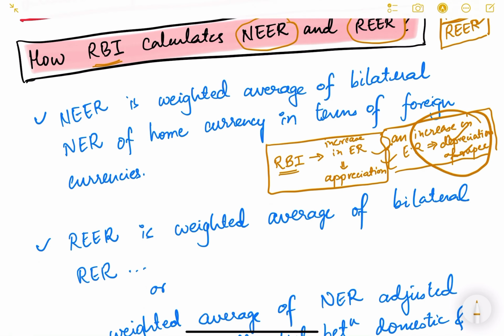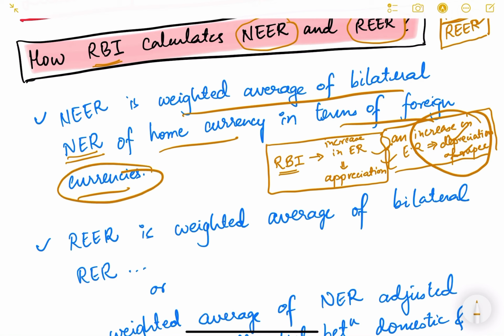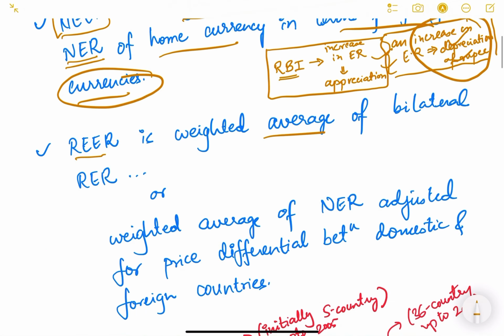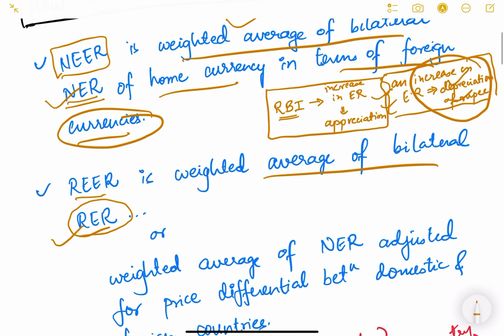NEER is basically the weighted average of bilateral nominal exchange rates of home currency in terms of foreign currencies. This we already know. NEER is nothing but the weighted average of all the nominal exchange rates of India vis-a-vis our trading partners, other foreign countries. And REER is the weighted average of bilateral real exchange rate. So this is the weighted average of nominal exchange rate, this is the weighted average of real exchange rate.